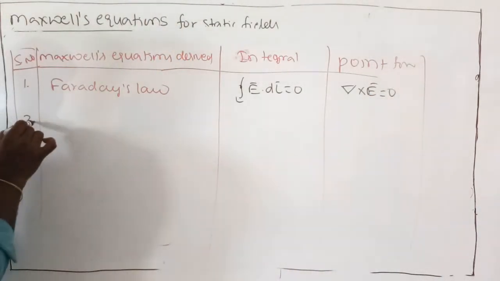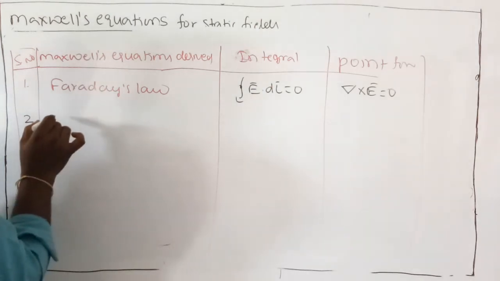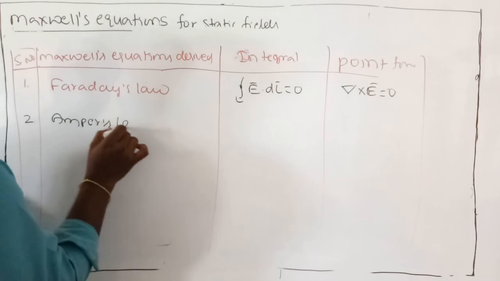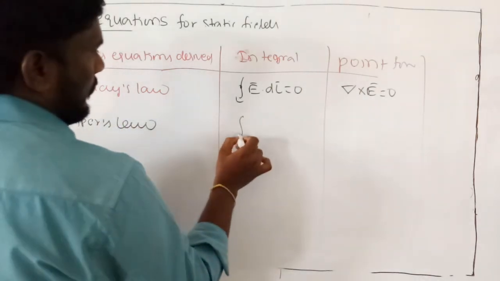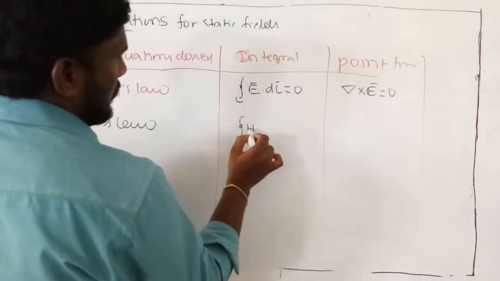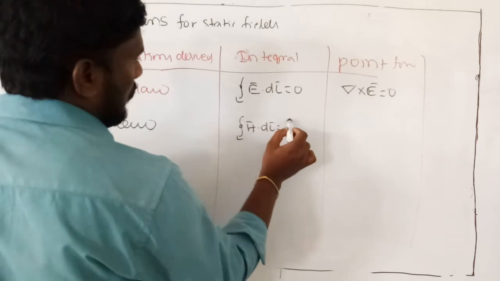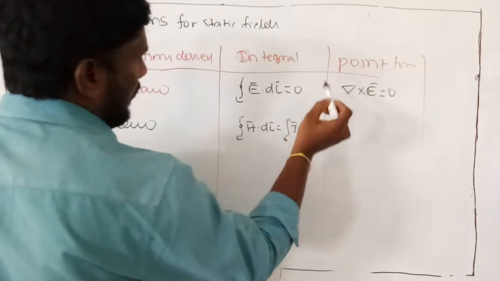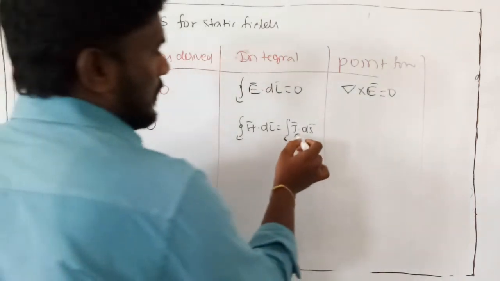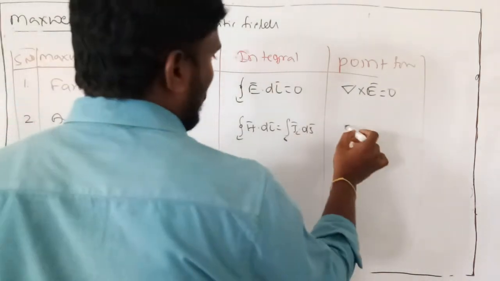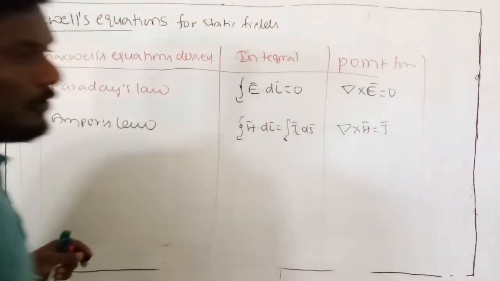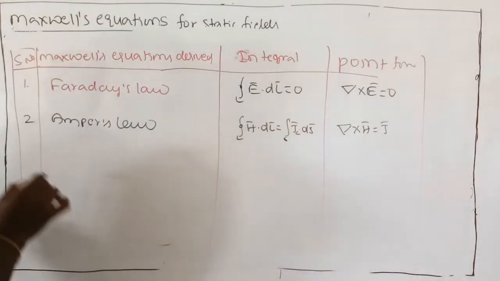Next, the second one is derived from Ampere circuit law. Here it is the line integration of H bar dot dl bar is equal to the surface integration of J bar dot dS bar. This is the conduction current density. In point form, del cross H bar is equal to J bar. Is it or not? Check it once.